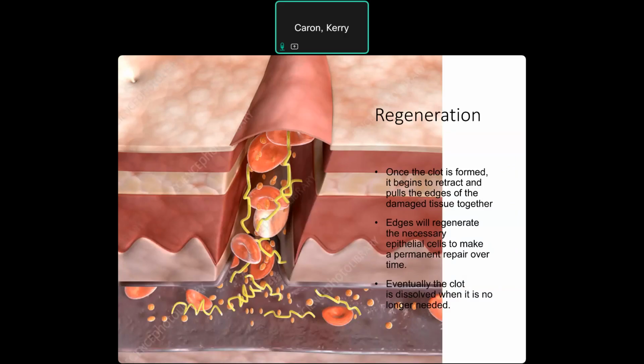Okay, once we have a clot and we're out of danger of bleeding out, then the wound begins to retract. It pulls its edges together toward the damaged tissue. It's trying to close it off. These edges need to regenerate epithelial cells to make a permanent repair. Eventually, that clot is going to need to get dissolved and be no longer needed.